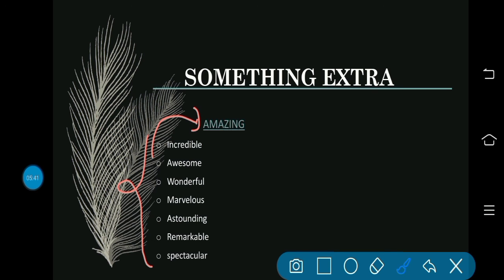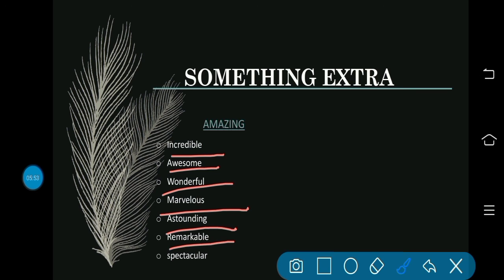We have synonyms of imagine: incredible, awesome, wonderful, marvelous, astounding, remarkable, spectacular. So these are the synonyms of imagine. It means we can use them as a replacement for imagine. Generally, in a particular situation we use a particular word, or we can use them as a replacement of imagine.